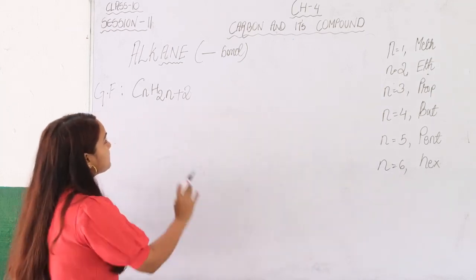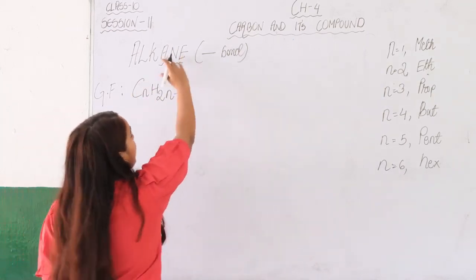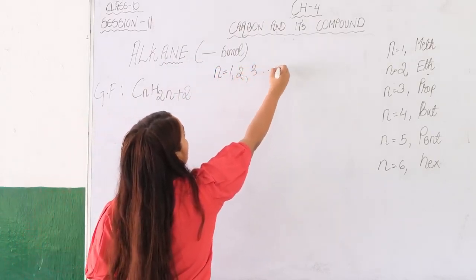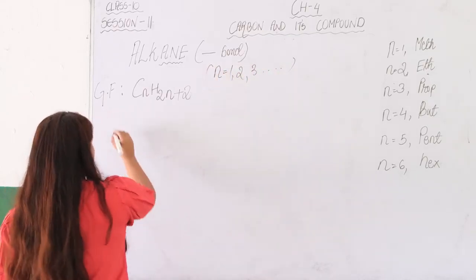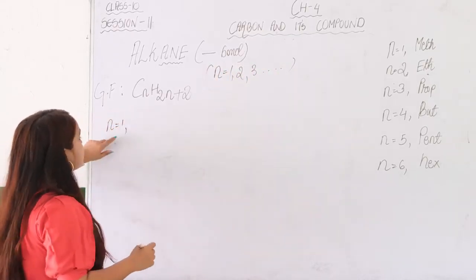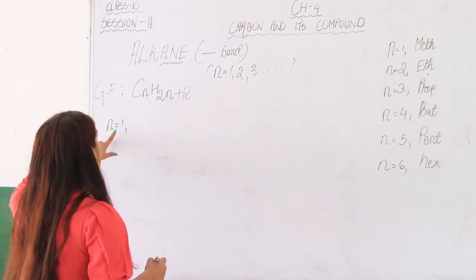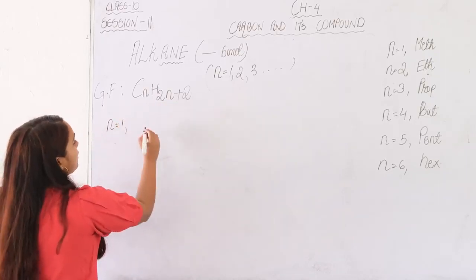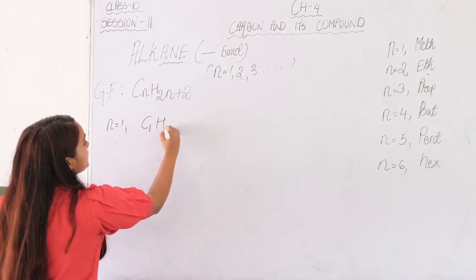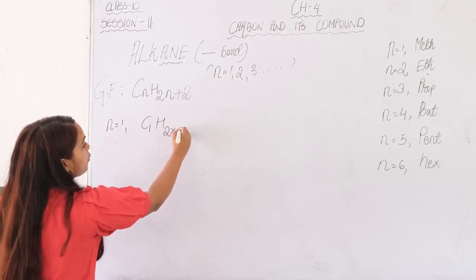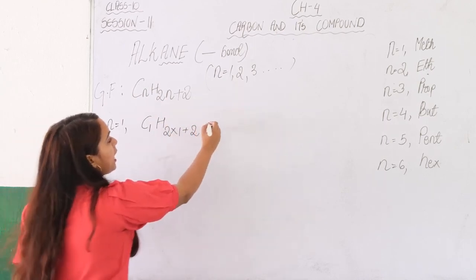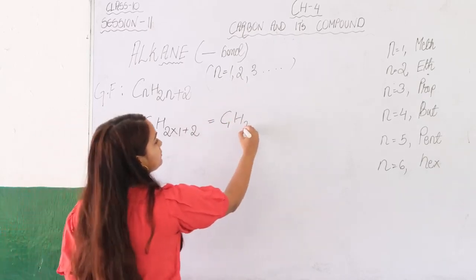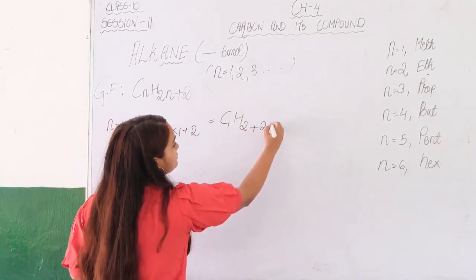Now let us see the first member of alkane. For alkane, n can be any number starting from 1, 2, 3 and so on. Now let us see for n equal to 1. n means the number of carbon atoms. We are taking the number of carbon atoms as 1, so in place of n everywhere we'll be putting 1. So C1H, and in place of n in 2n plus 2, we'll put 1. Upon simplification, 2 into 1 is 2, plus 2.